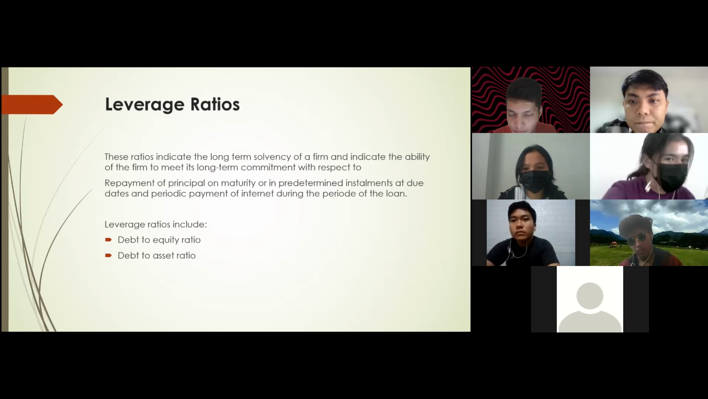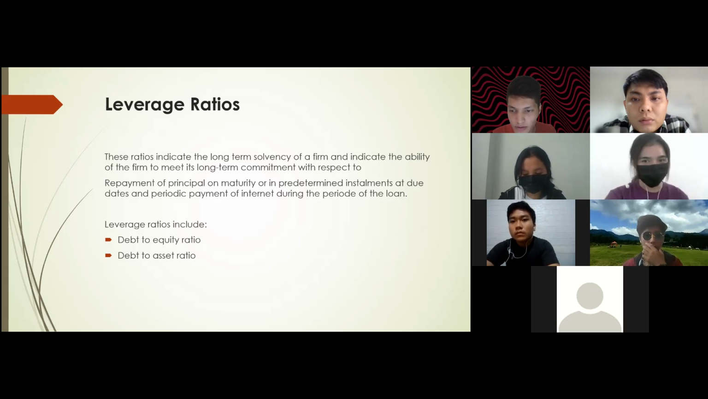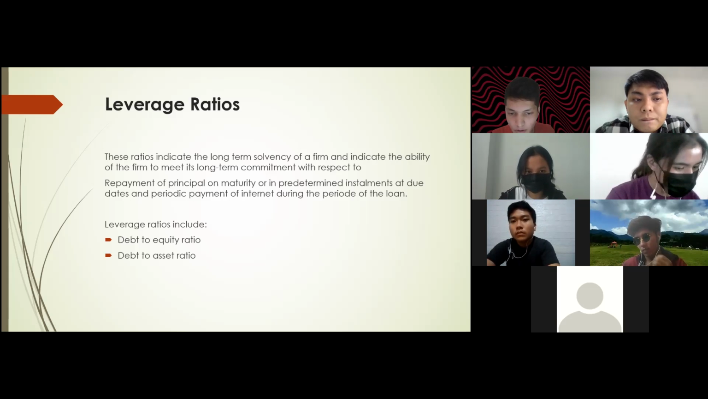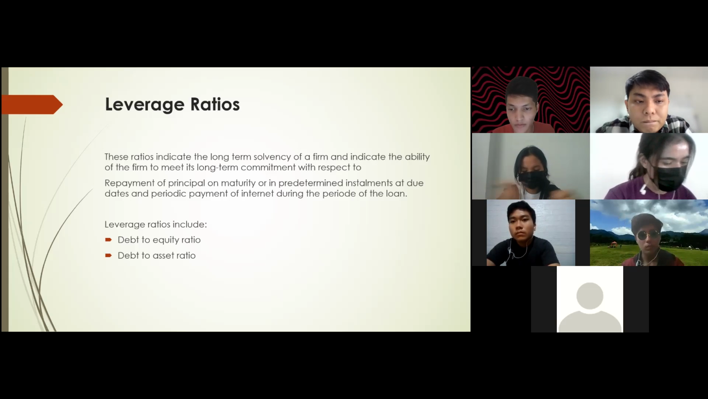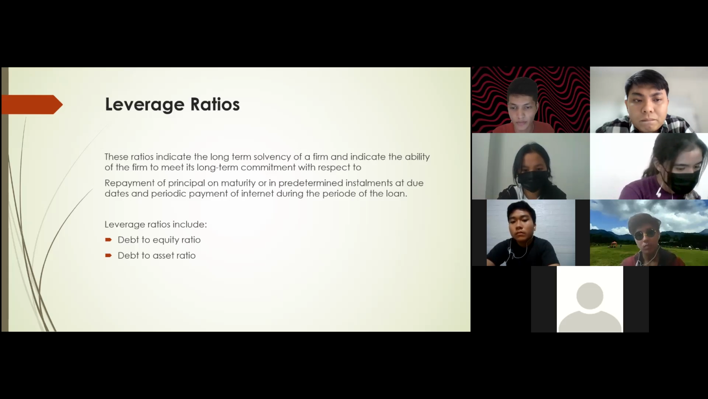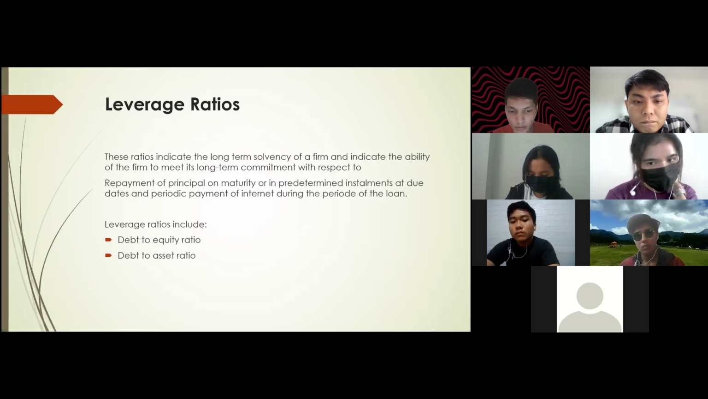Leverage ratios. We need to understand what leverage ratios are because they are also important ratios that we need to know. These ratios indicate the long-term solvency of a firm and the ability of the firm to meet its long-term commitments, with respect to repayment of principal at maturity or the predetermined installments on due dates, and periodic payment of interest during the period of the loan. There are also two terms related to leverage ratios: the debt to equity ratio and the debt to asset ratio.